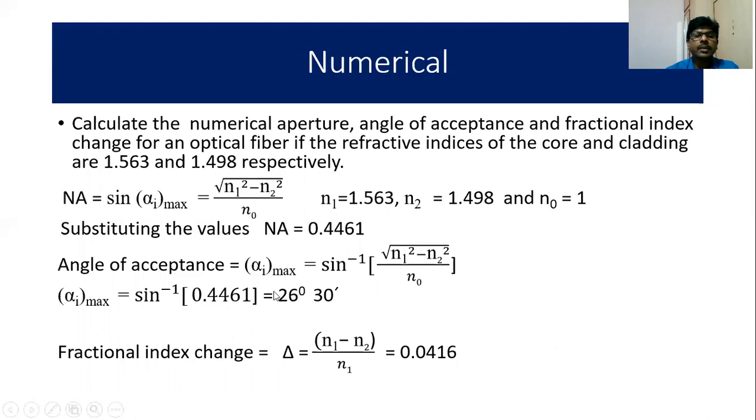What about the acceptance angle? Alpha i maximum is equal to sine inverse of numerical aperture. When you substitute that, you get the acceptance angle equal to 26 degrees 30 minutes. Fractional index change delta is equal to n1 minus n2 by n1. When you substitute the values, you get 0.0416. So this is one of the numericals which can be done for optical fibers. You can also calculate the critical angle. We know sine theta c is equal to n2 by n1. You can write it out and calculate the critical angle also. So in this particular lecture, we have seen what the losses are and also one numerical related to optical fibers.